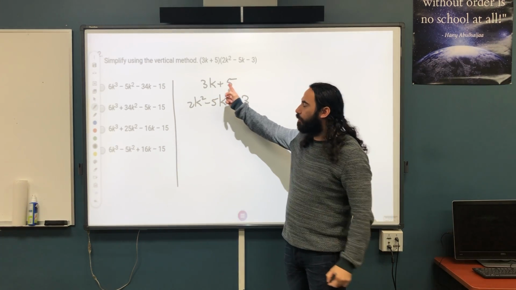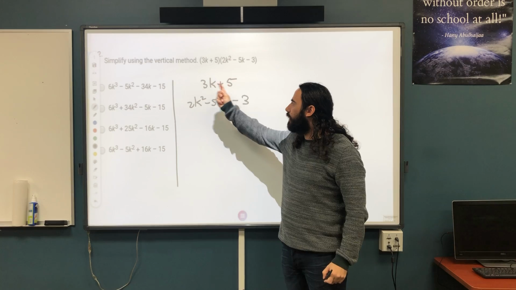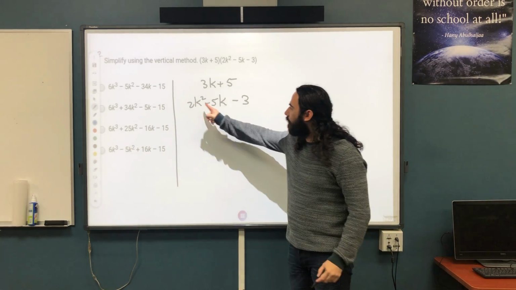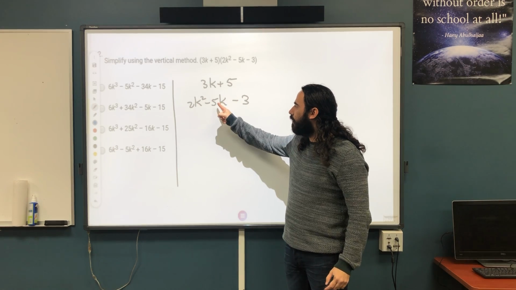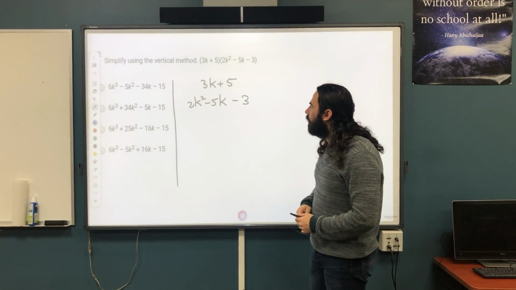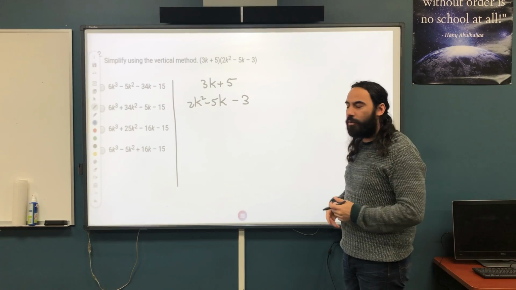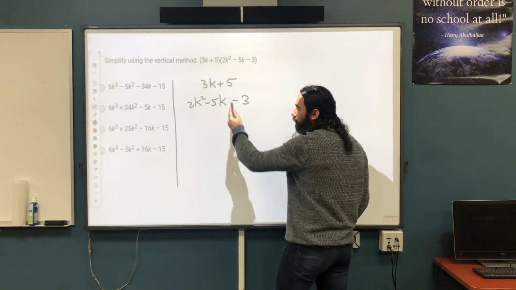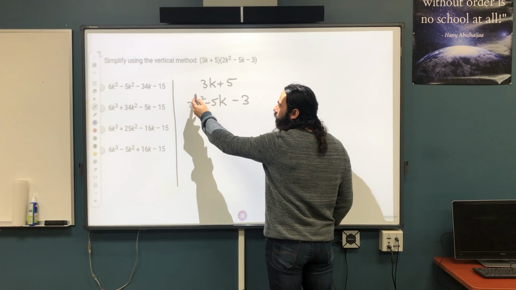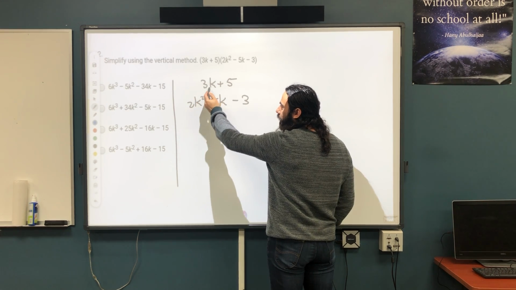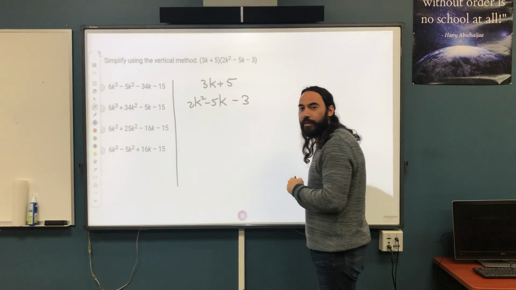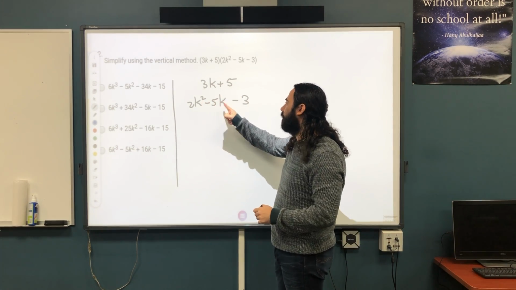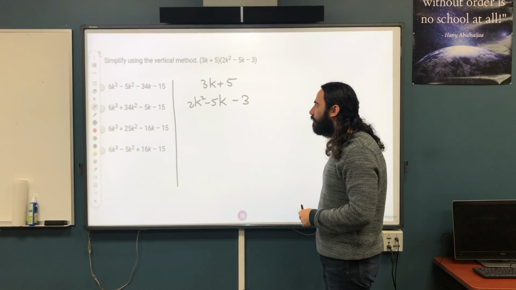The first one is a binomial because we have two terms, the 3k plus 5. And the second one is a trinomial because we have 3 terms, the 2k squared, the negative 5k, and the negative 3. And you need to do 3 multiplications. We have the 3k, and you need to multiply it times the 2k squared, the negative 5k, and the negative 3. And the same thing with the 5: you need to multiply it times the 2k squared, the negative 5k, and the negative 3.